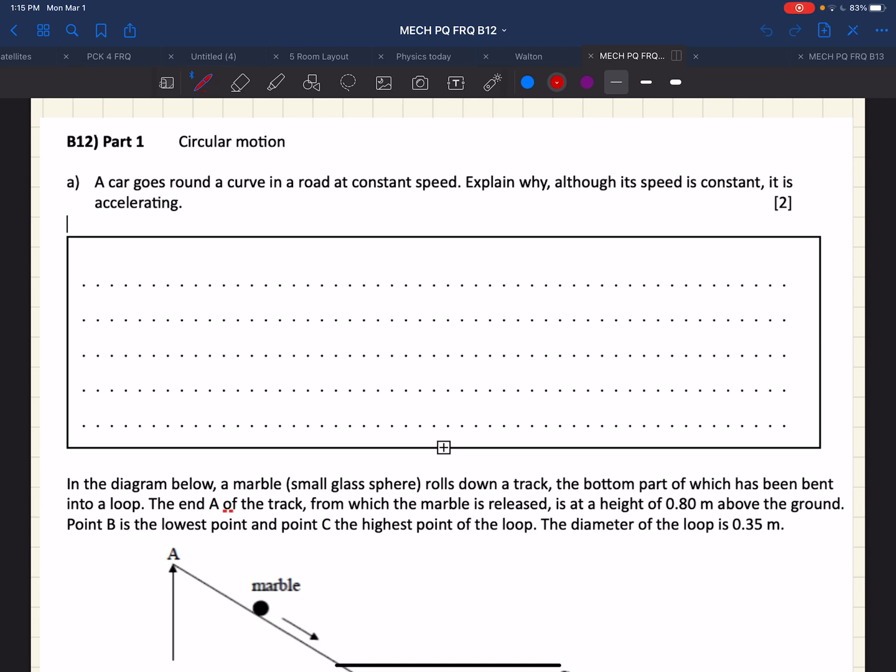In this question, we're asked to explain why on a curved path at constant speed, it's accelerating. Well, we'll start with our premise, and then our observation, and then our conclusion. So the premise certainly starts out as acceleration is the rate of change in velocity.